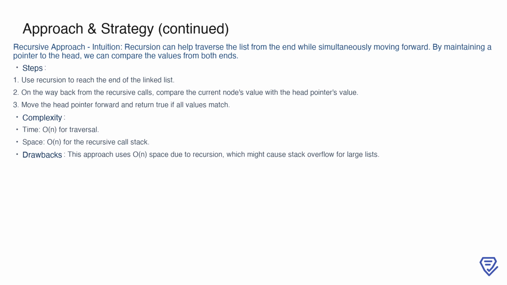After each comparison, the head pointer is moved forward to check the next pair. This method has a time complexity of O(n), as we traverse the list only once. However, it has a significant drawback: the recursive call stack requires O(n) space, which could lead to stack overflow for very large linked lists. This makes the recursive approach less suitable for scenarios with strict space constraints.